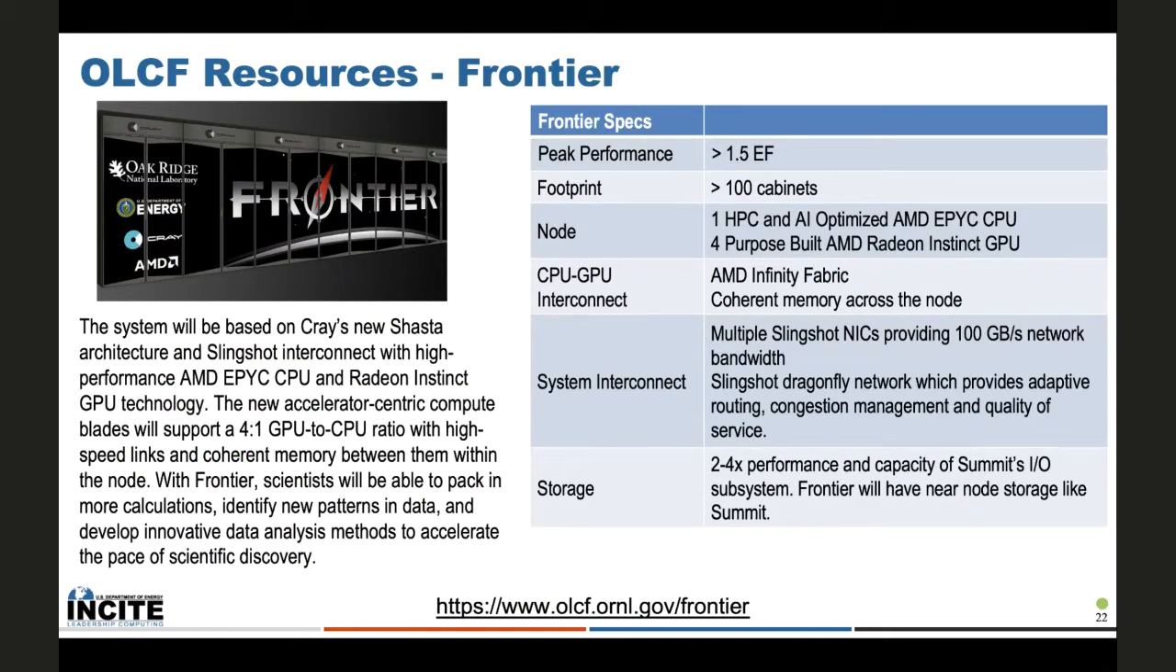Frontier is still under NDA, so we cannot give you details of the architecture, but what is already available is that the peak performance will be more than 1.5 exaflops, and it will be roughly 100 cabinets with heterogeneous nodes again, consisting of AMD EPYC CPUs and four purpose-built AMD Radeon Instinct GPUs. The CPU and GPU will talk to each other through the AMD Infinity Fabric interconnect, and the system interconnect will be Slingshot.